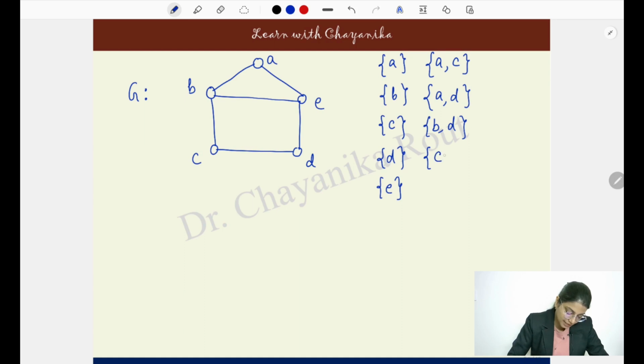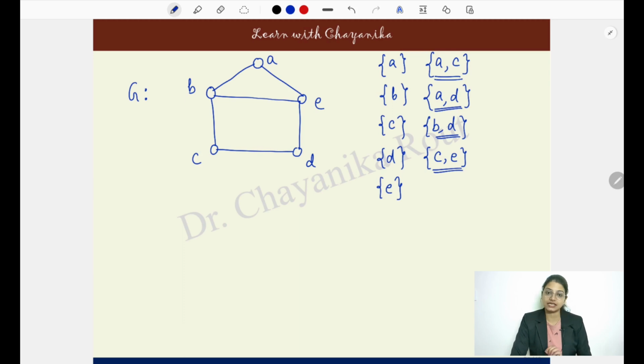Next we come to C. C can be extended to include A. Now C and A is already taken here as AC. C can include E also because C and E are non-adjacent. Then we come to D. D is non-adjacent with B and BD is already taken here. D is non-adjacent to A, so that is also taken here as AD. Next we come to E. E is non-adjacent to C only and that is already taken here as CE. So these are all the independent sets of size 2.